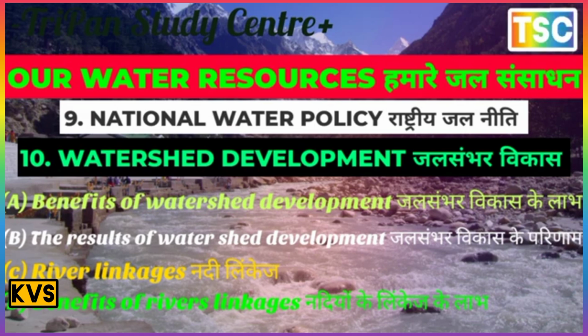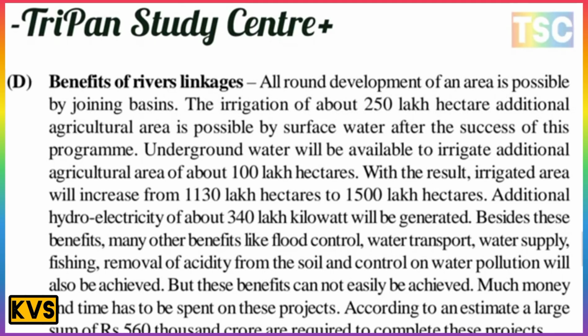The next point is the benefits of river linkage. All-around development of the area is possible by joining the basins. The irrigation of about 250 lakh hectares of additional agricultural area is possible by surface water after the success of this program. Underground water will be available to irrigate an additional agricultural area of about 100 lakh hectares.